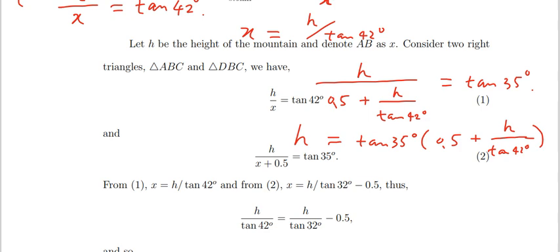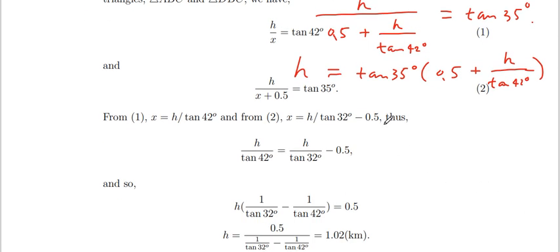Tangent 35 and tangent 42 are just numbers, so this equation just becomes a linear equation. Maybe we can write it like so: h equals 0.5 times tangent 35, plus h times tangent 35 over tangent 42.